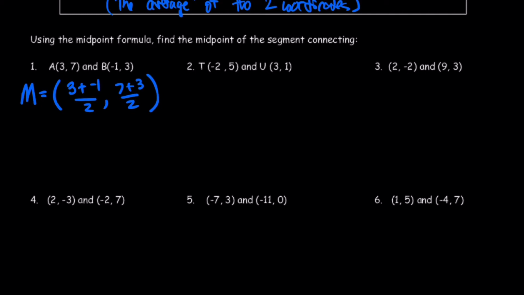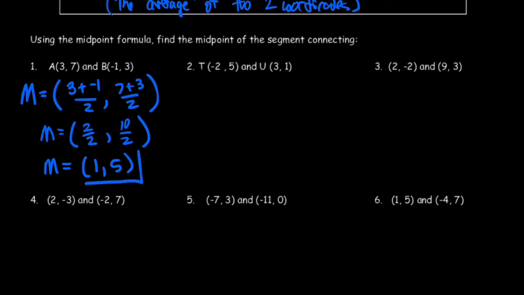Because this is the first example, I'm going to write out an intermediate step I don't normally do. I'll add the top numbers. 3 plus negative 1 is 2, so 2 divided by 2. 7 plus 3 is 10. 10 divided by 2. I usually skip this step because it's pretty easy to add two numbers and divide by 2, but I just wanted to show you the process. So 2 divided by 2 is 1. 10 divided by 2 is 5. And that is the midpoint of the segment formed by A and B.